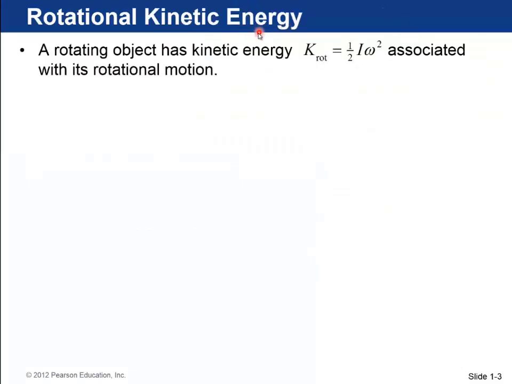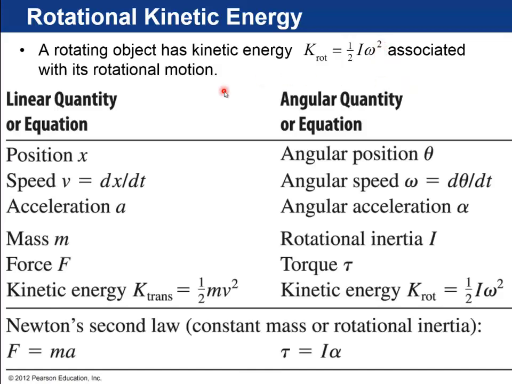Okay, so rotational kinetic energy. If something's rotating, it has this rotational kinetic energy, 1/2 I omega squared. I is the rotational inertia, which we discussed in the last video, and omega is the angular velocity, or angular speed. If you look at this big table, this is Table 10.1 from your textbook.